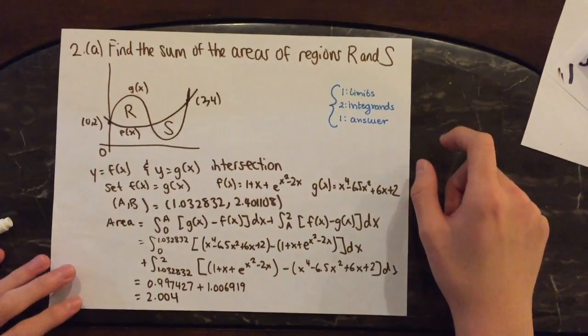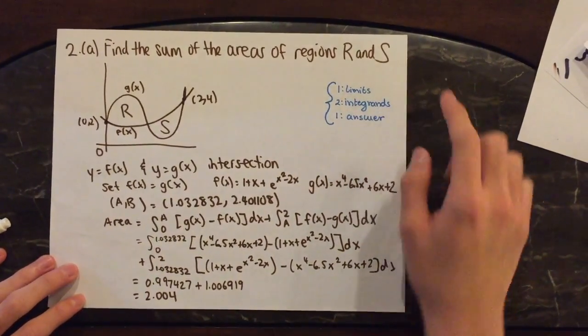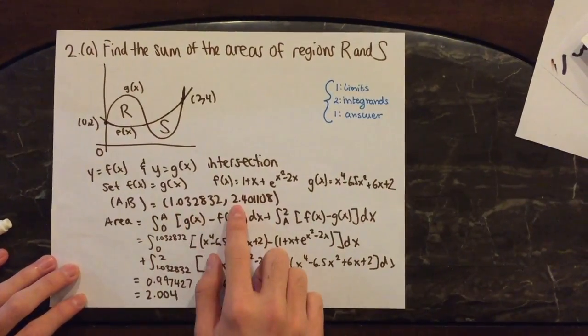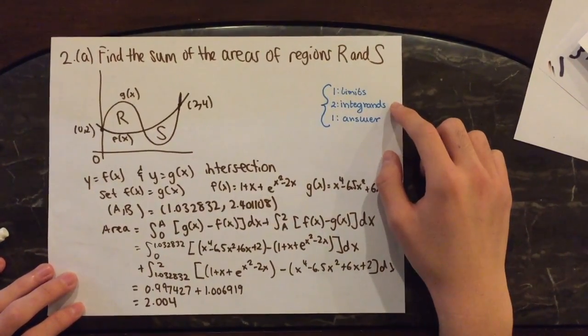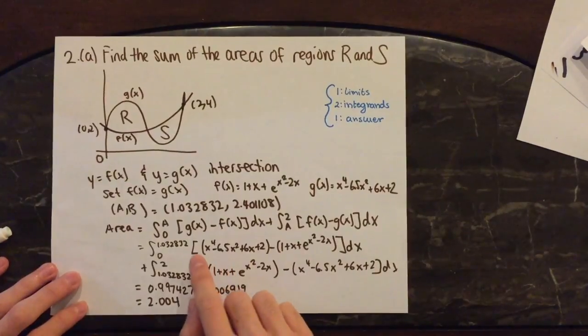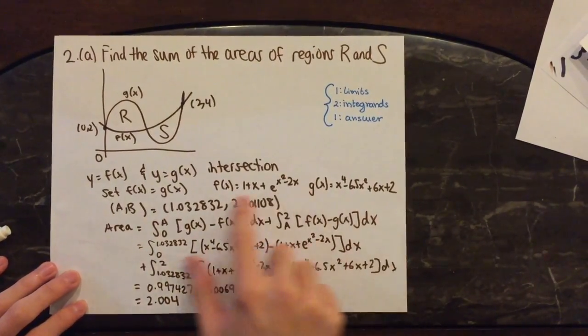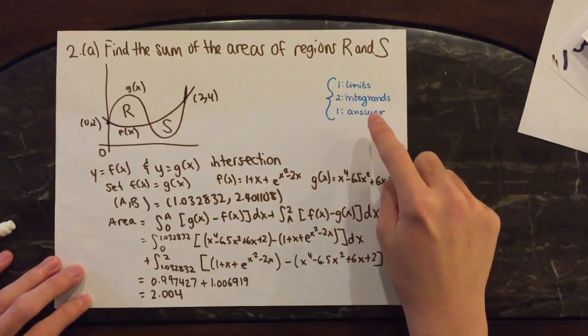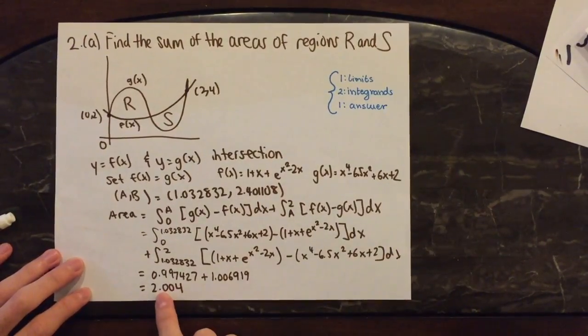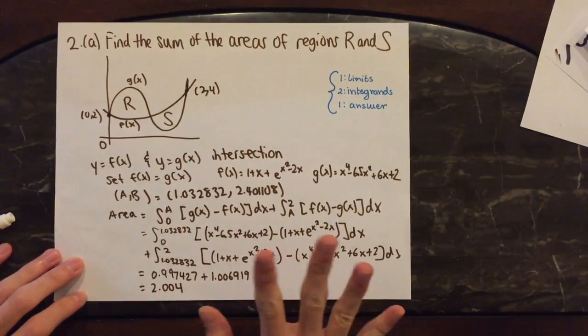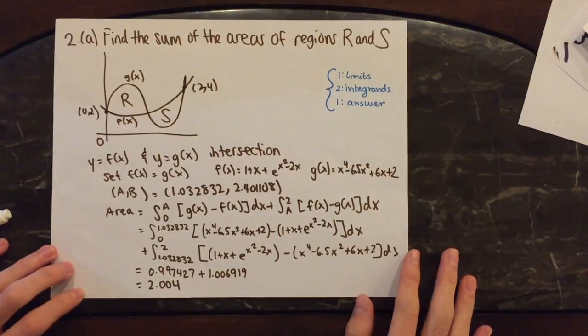And the guidelines will give 1 point for the limits. So that's finding the intersection point. And we'll get 2 points for the integrand, which is the setup right here. And you get 1 point for the answer, 2.004. So in total, this part is worth 4 points.